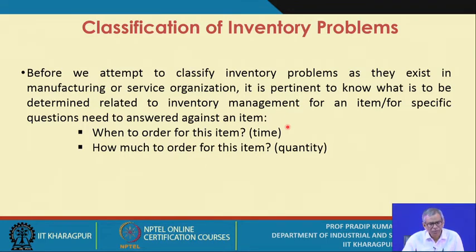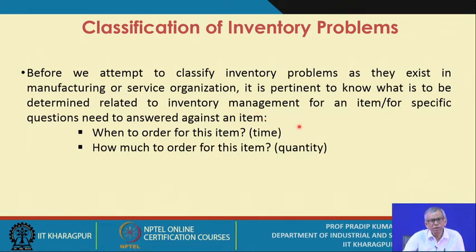The second one is how much to order for this item. Suppose you decide at any point in time, t equals t, that you have to place an order. The next question is what will be the order quantity. So, how much to order for these items. Remember, whatever the inventory problem related to a particular item, whatever the constraints, whatever the conditions, these two questions you have to answer, right?